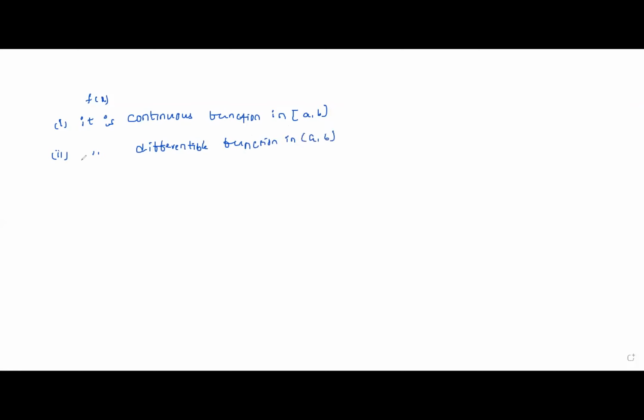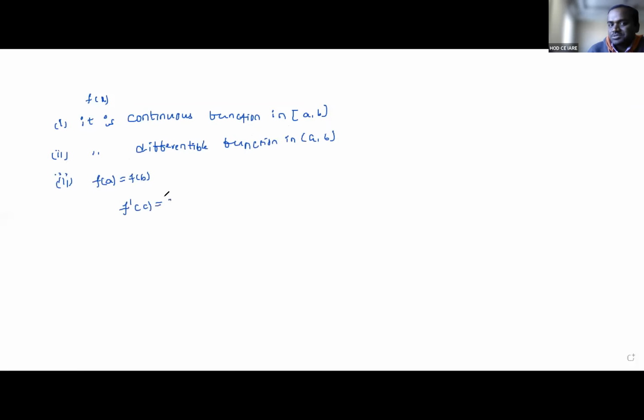Third condition, f of a is equal to f of b. After that, when these are satisfied, there exists a point where f dash of c is equal to 0, where c belongs to the open interval of a comma b.